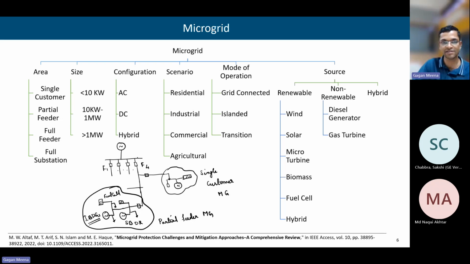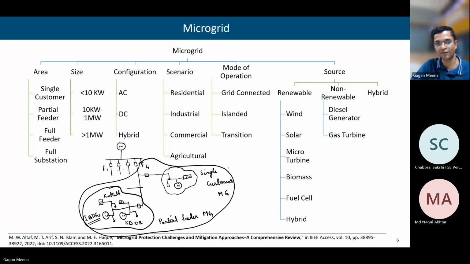Similarly, if we consider this entire feeder, then it will be a full feeder microgrid. The entire feeder is considered as a microgrid. Even this hierarchy is possible. All these types of microgrid can coexist.